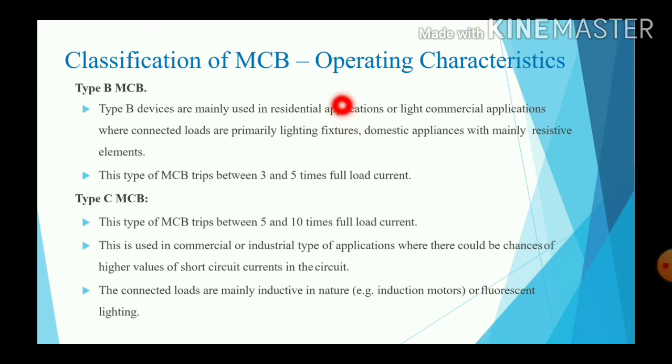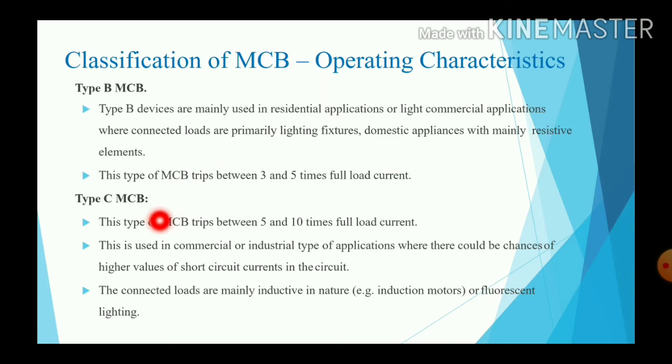Next, classification of MCBs based on operating characteristics. Based on operating characteristics, MCBs are classified as Type B, Type C and Type D MCBs. First, Type B MCB. This type of MCB trips between 3 and 5 times full load current. Type B devices are mainly used in residential applications or light commercial applications where connected loads are primarily lighting fixtures and domestic appliances with mainly resistive elements.